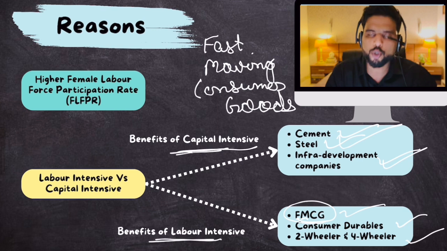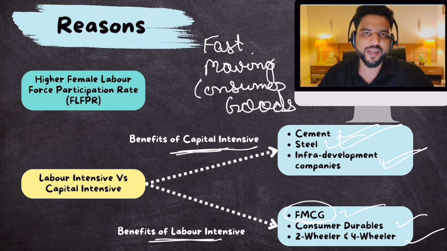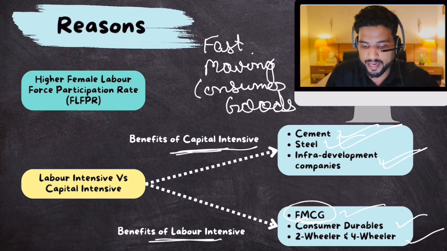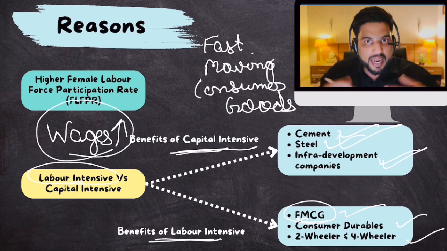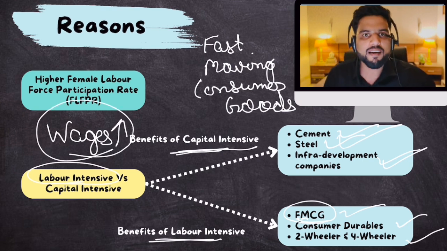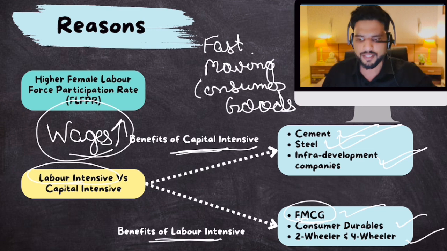Well, these are those goods that are found in supermarkets: chips, shampoo, body wash, moisturizer. These are fast moving consumer goods. So if your growth is driven by labor intensive industries, that means wages are rising. And when wages are rising, people have more money. When people have more money, they will spend more on shampoo, toothpaste, chips, all these things. So the fast moving consumer goods industry benefits.